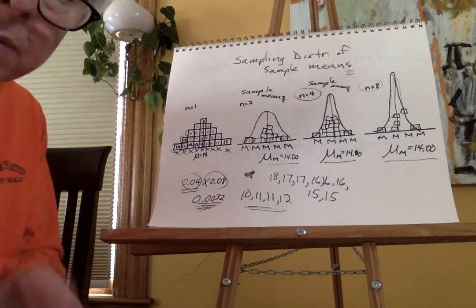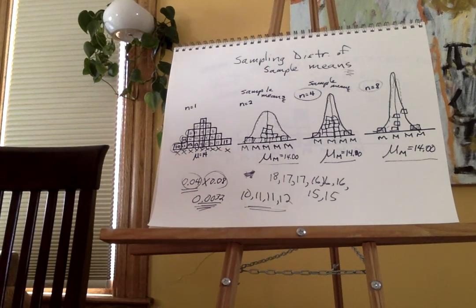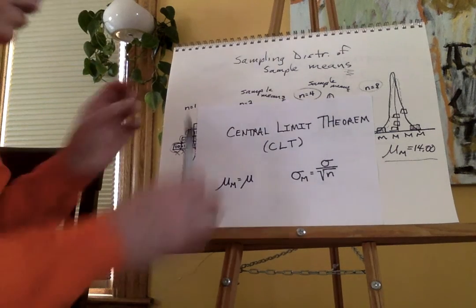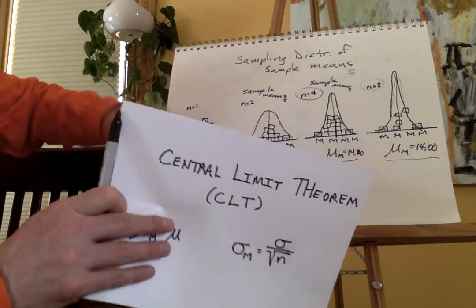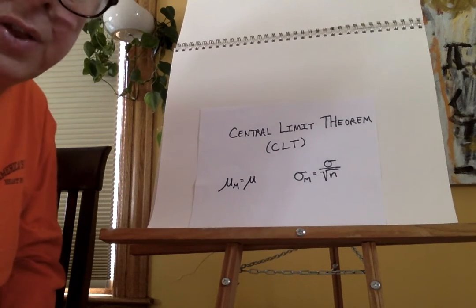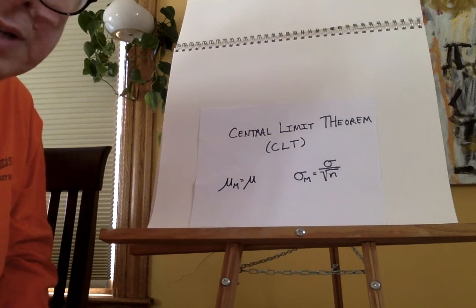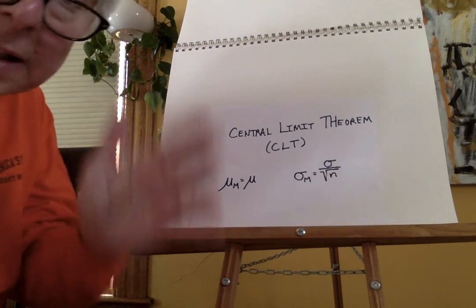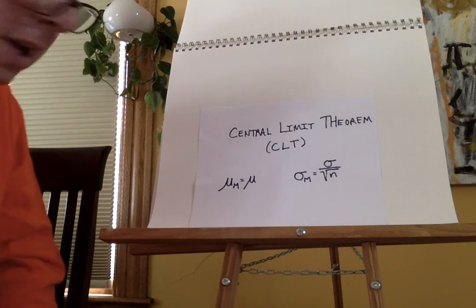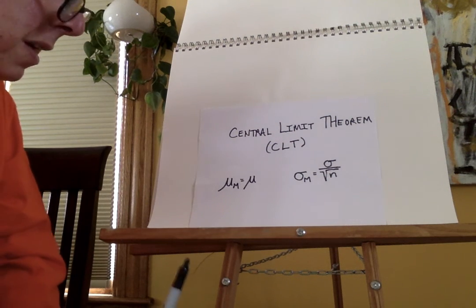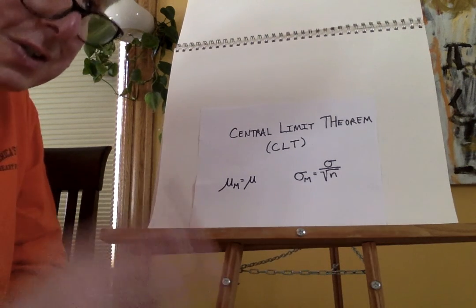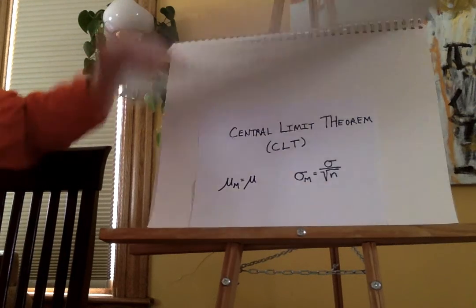It has a name. Let me get the sheet. It's called the central limit theorem. Not the central limit theory, it's not a theory, okay? This is a theorem in math. And what it tells you is, this is in symbols, what we just saw. That's why I want you to see it. I'll show it to you again, right? Here we go.